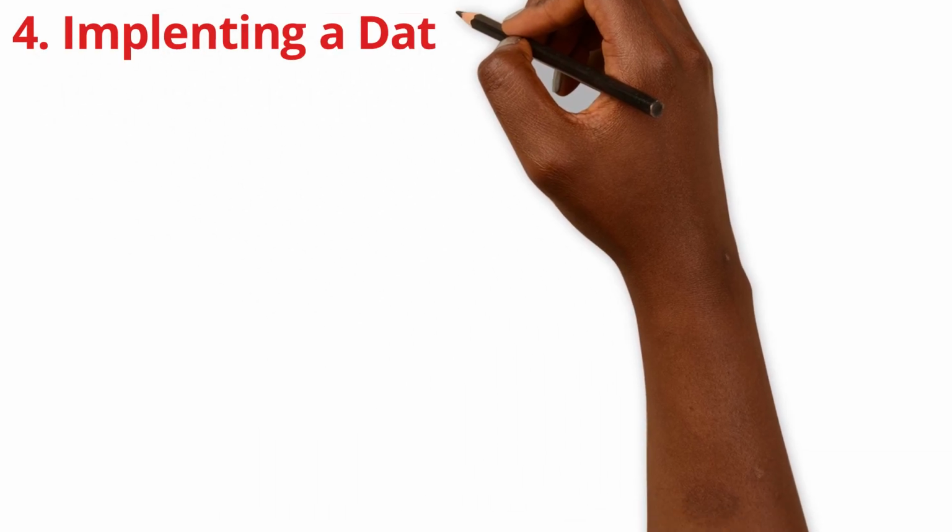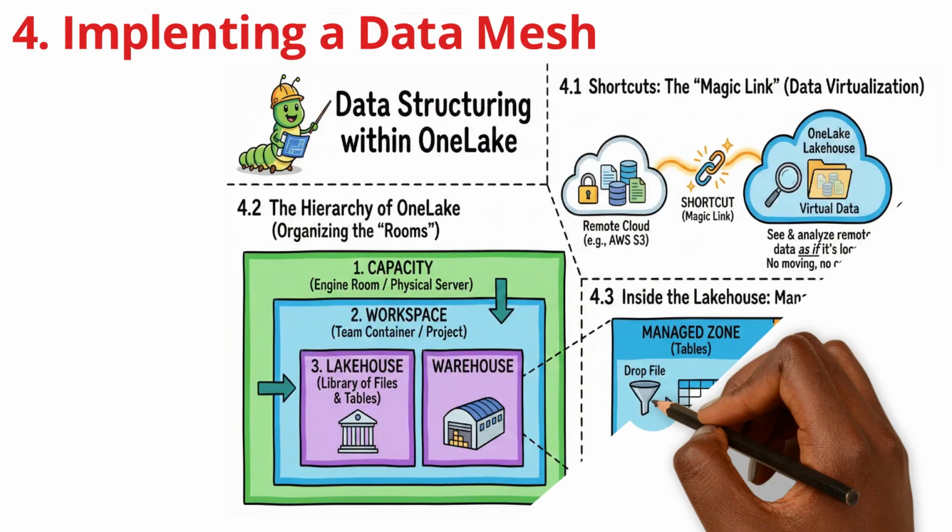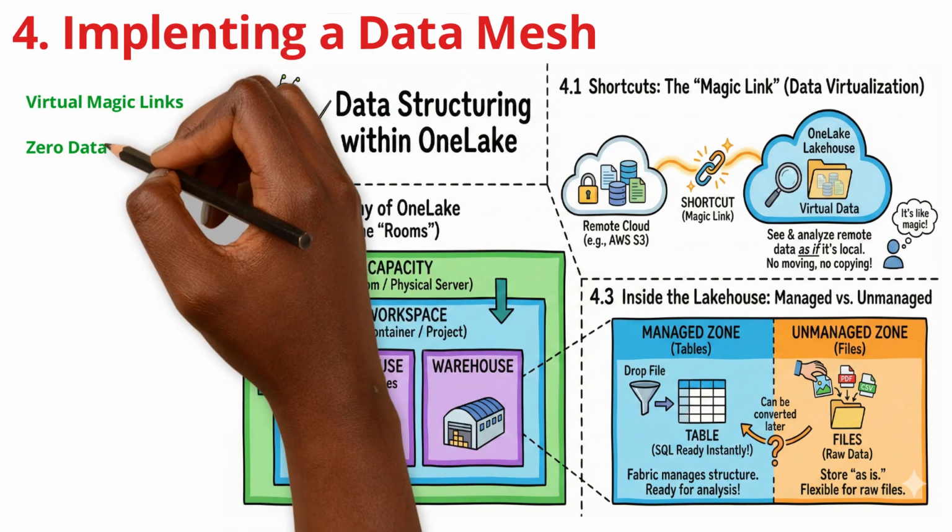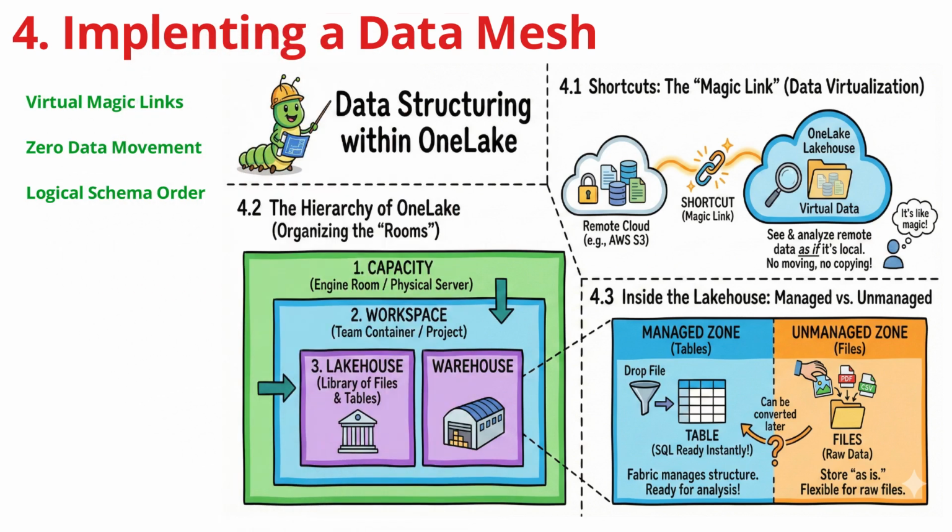Once our departmental rooms are ready, it's time to arrange the furniture. The real magic of OneLake lies in data virtualization through shortcuts. In the past, if you wanted to analyze data stored in other clouds like Amazon S3 or Google Cloud, you had to make expensive, slow copies. But as the guide shows, shortcuts act like magic links. They allow you to see and use data from anywhere as if it were sitting right inside your own library without moving a single byte of data.